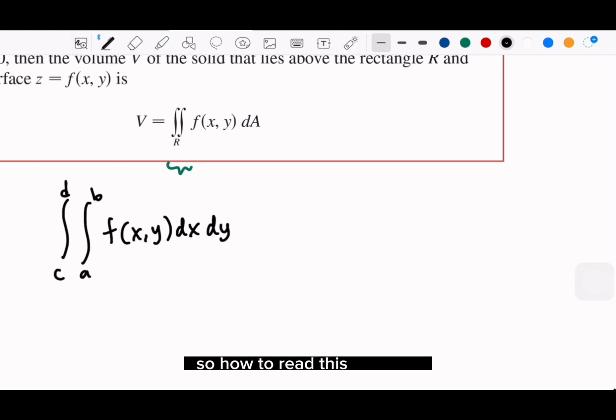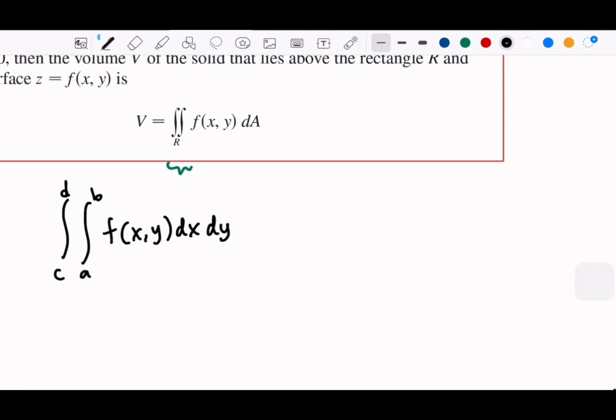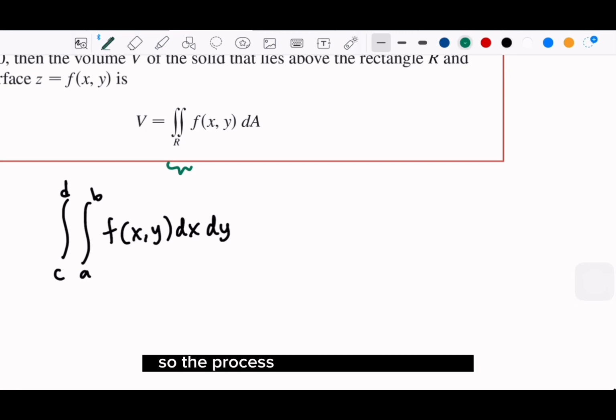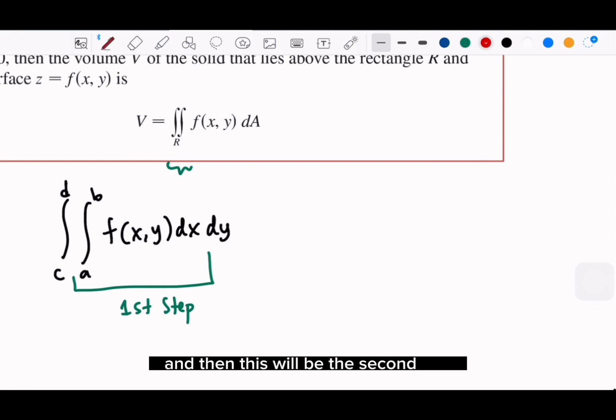So how do we read this? It means the inside integral will relate to this dx. So x is going from a to b, and y from c to d. So in the process, we try to integrate this. This is the first step of how to compute, and then this will be the second one.